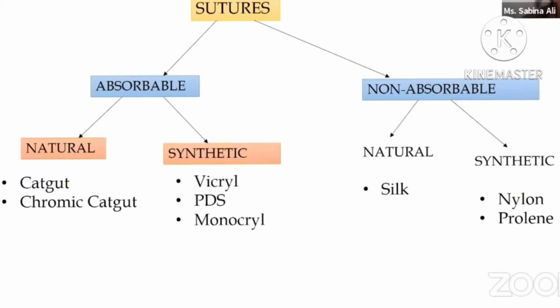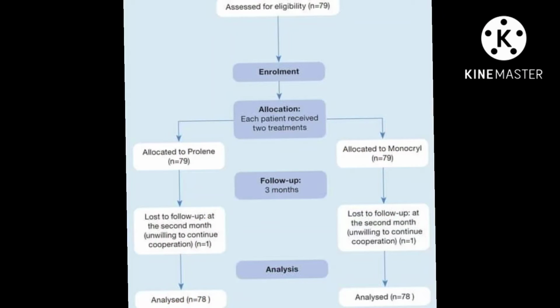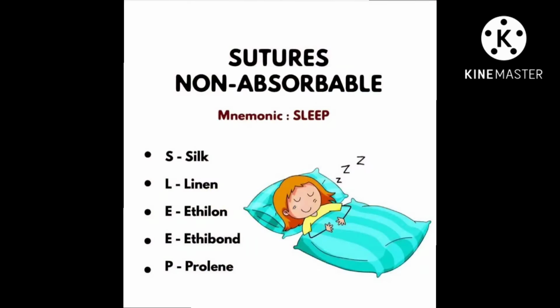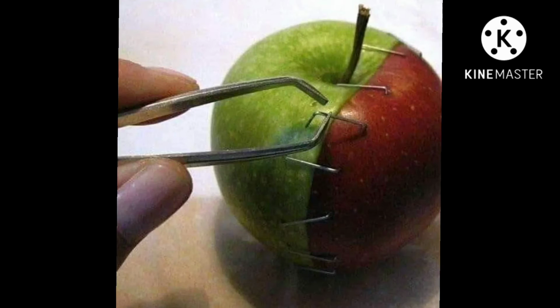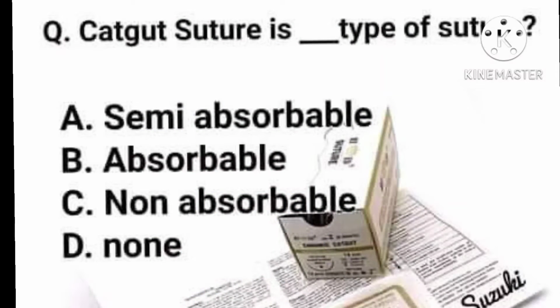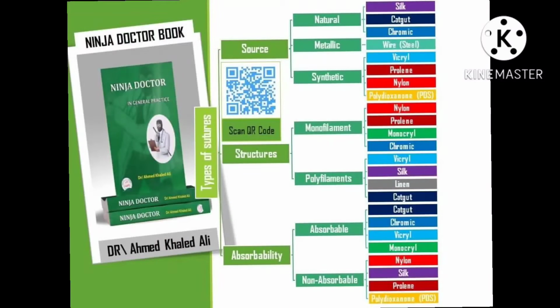monofilament versus braided. Some of the sutures may be monofilament and the other ones might be braided. Monofilament sutures are single strands that encounter less resistance as they pass through tissue and incite relatively little inflammation. However, they have less tensile strength than a braided suture of the same caliber and break more easily if crushed or crimped. Braided or polyfilament sutures are woven strands that provide greater tensile strength, flexibility, and pliability.